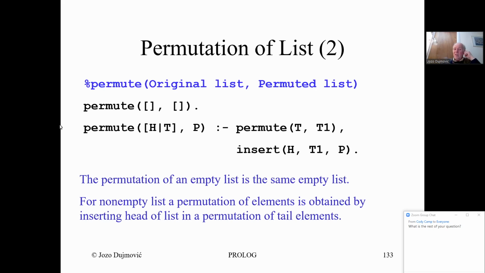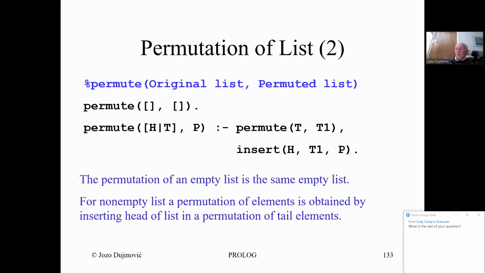If you have a list that has head and tail, the permuted list is obtained by permuting the tail. So this tail after permutation gives me permuted tail T1. And then I insert head in this permuted tail to get permuted list P and return this P as the result. So to permute this list, insert head in permuted tail, and you will get permuted list. So that's the idea that we have here.